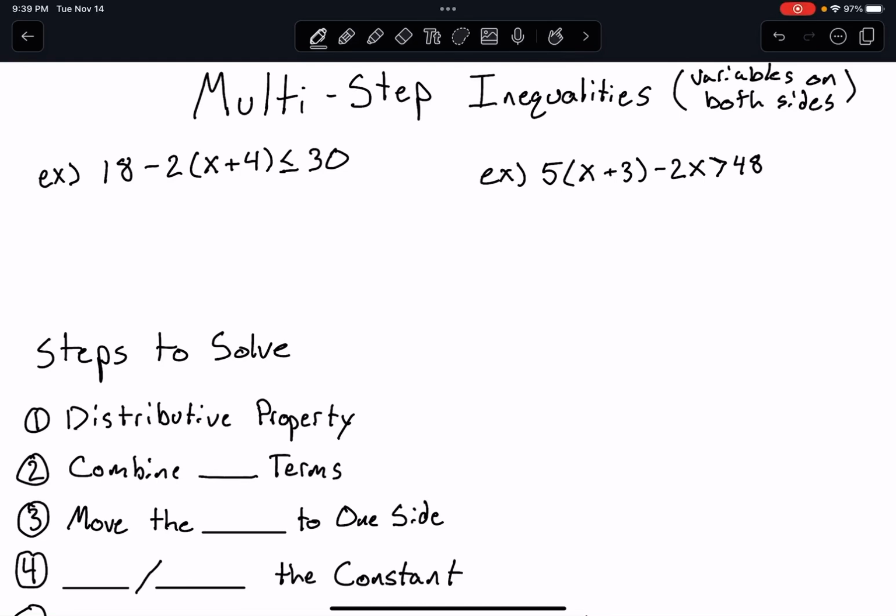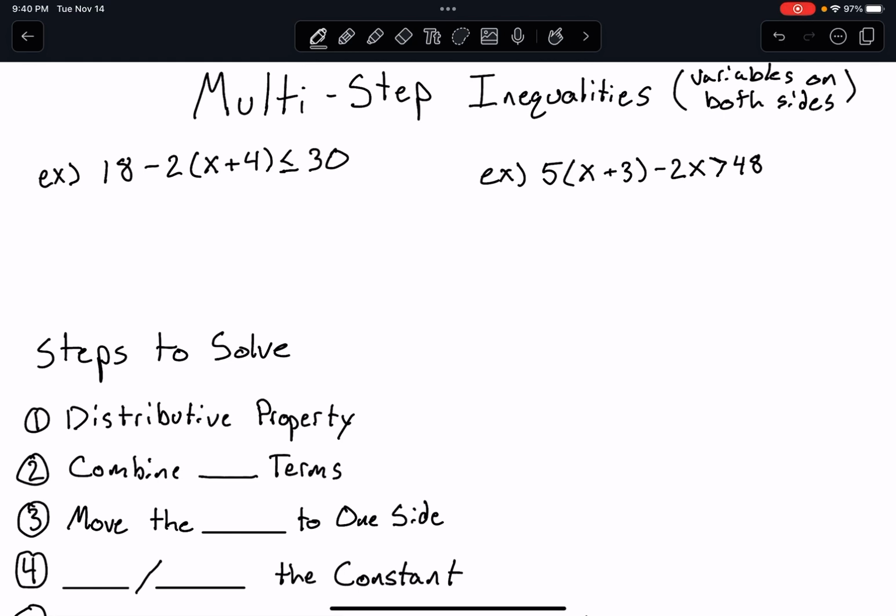Today we're going to be talking about multi-step inequalities again, but this time we're going to figure out how we're going to solve these if we have variables on both sides of our inequality symbol here. So a little refresher from yesterday, distribute and combine to solve an inequality.